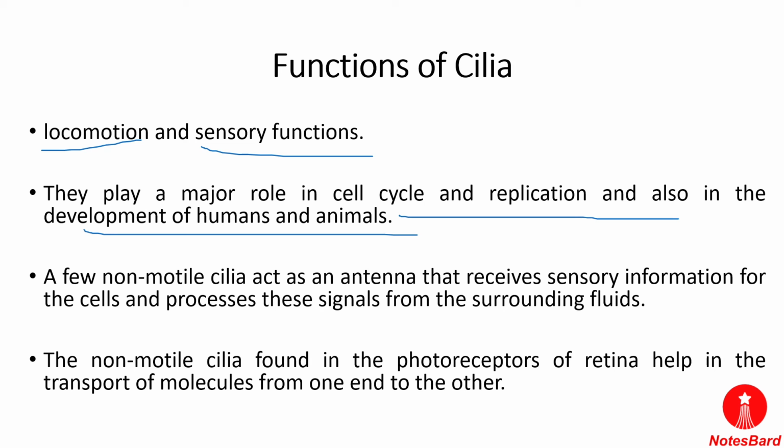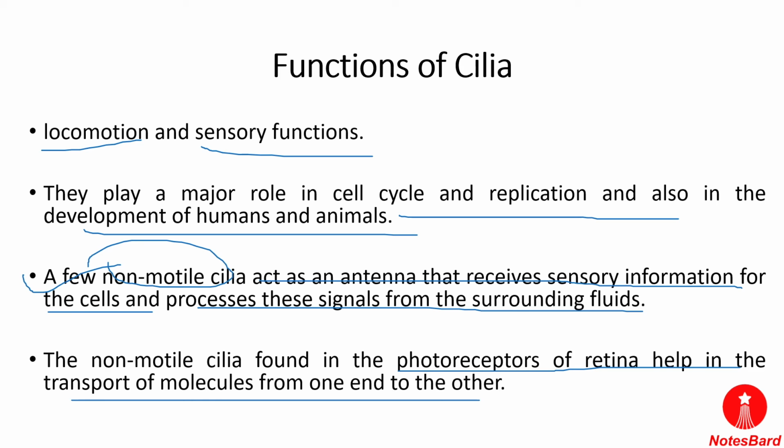Now, multiple cilia move in a rhythmic motion that keeps the internal passageways free from mucus or any foreign agent. There are a few non-motile cilia that act as an antenna, receiving sensory information for the cells and processing these signals from the surrounding fluids. This is what the non-motile cilia do. It is also found in the photoreceptors of the retina, which help in the transport of molecules from one end to the other end.